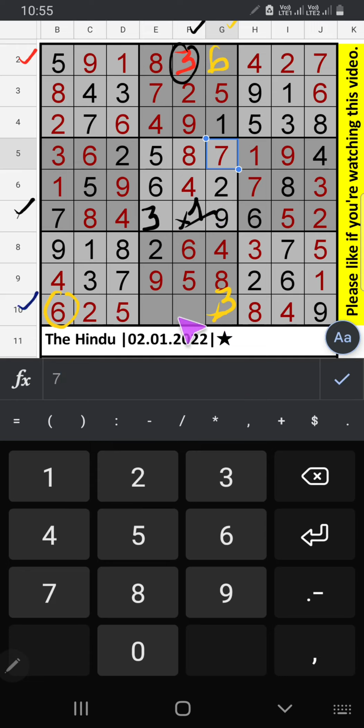In the 10th row, 2 numbers are remaining, 1 and 7. Column F, we have 1. So 1 can't come in this cell. 1 is here. 7 is confirmed here.